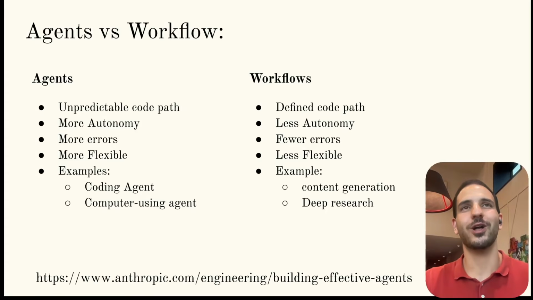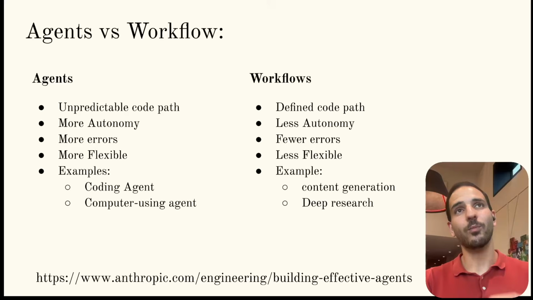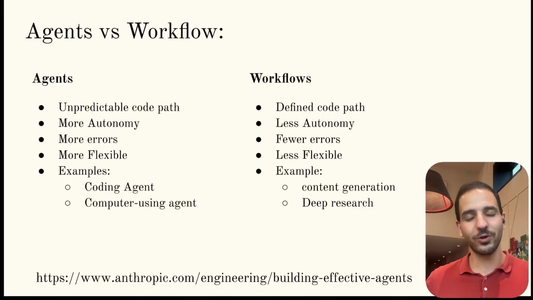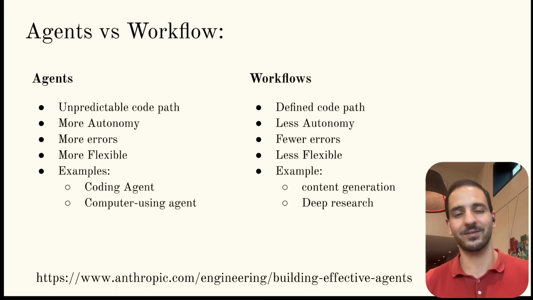There's this cool blog post that draws a distinction between agents on one side, which are more flexible, more autonomous, but by definition unpredictable, and so their errors can compound and they are not that reliable. On the other side, we have workflows, which are less flexible, and so we have a predefined code path, but we have better guarantees and they are less error prone. So they recommend always starting with a workflow and only adding complexity and more autonomy when needed.